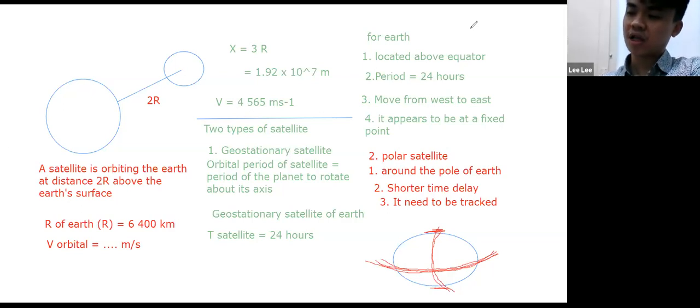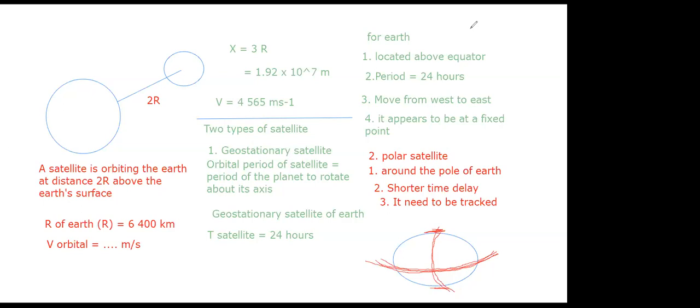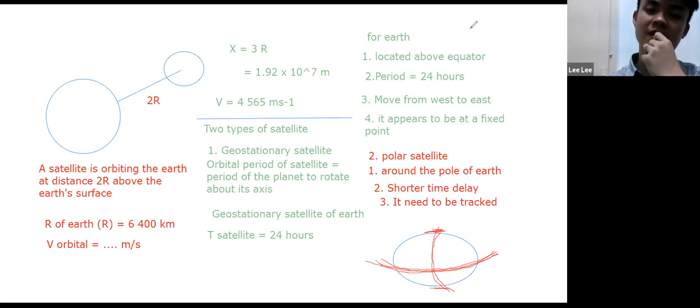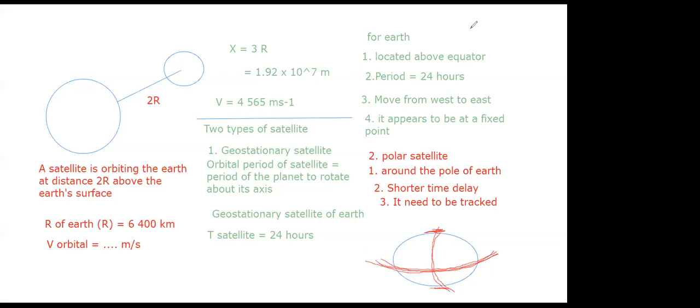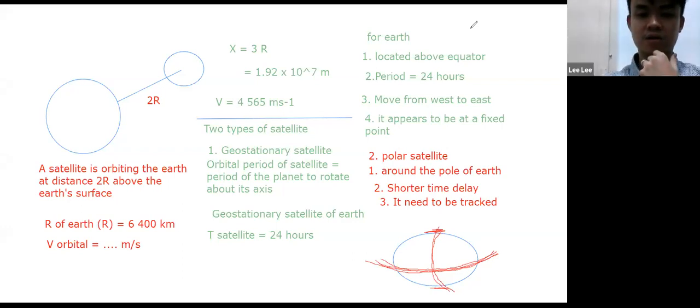If you want to use the satellite for spying purposes, it has to be a polar satellite. Understand? The geostationary satellite cannot be used for spying, because it can be tracked easily. A polar satellite is difficult to track. But for normal communication, no one uses polar satellite. People just use geostationary satellite.